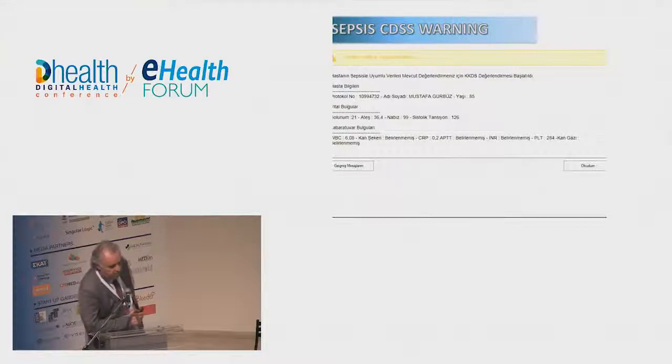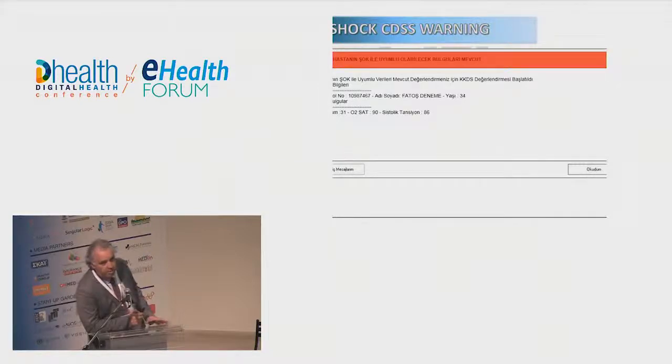And we have some decision support systems that you are supposed to have for the EMRAM stage 7. Like this is for sepsis CDSS warning. This was triggered by somehow. I'll show you how it triggers. This is kind of a pathology warning screen. This all pops up on the physician's screen as soon as he opens his own page on the computer.